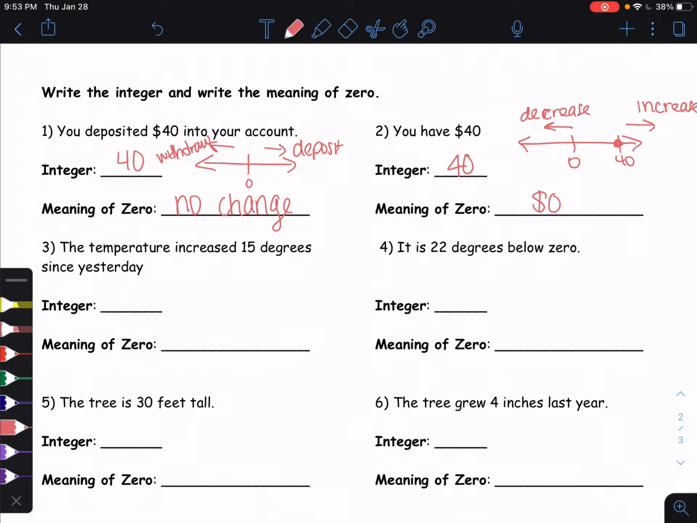So what I would like for you guys to do is to try the rest of these, identify the integer for each situation, and then determine what the meaning of 0 is in that situation. So what does either side of 0 represent? And then what does 0 represent as a result of that? And we'll go over answers tomorrow or Monday, because tomorrow's Friday. So Monday. Good luck.